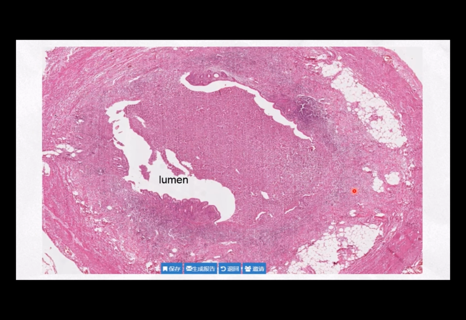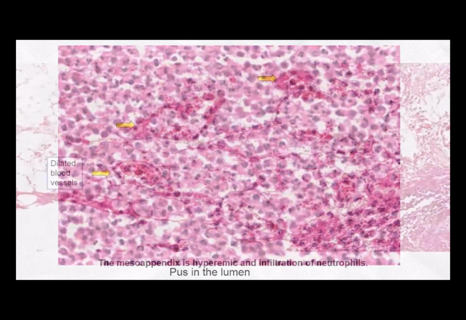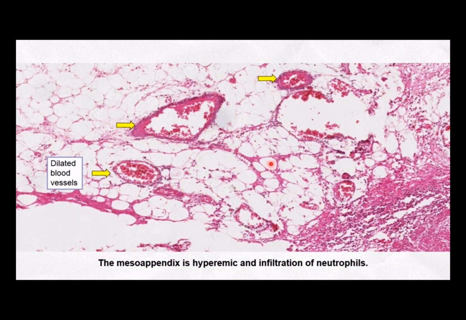At low magnification, we can see the appendix lumen is filled with pink-stained pus. At high magnification, we can see the pus is composed of living or degenerated or necrotic neutrophils and cellular debris. The basal appendix is hyperemic with infiltration of neutrophils, and we can also find many dilated blood vessels.